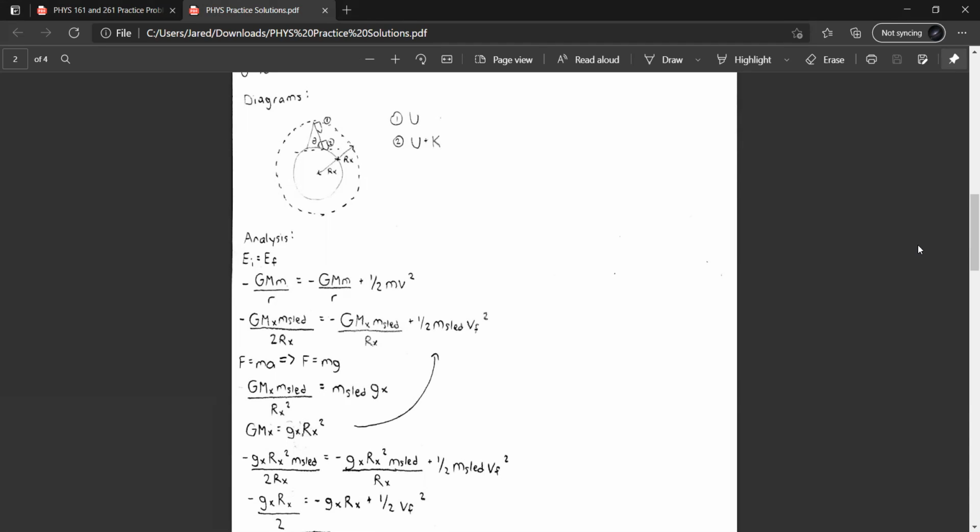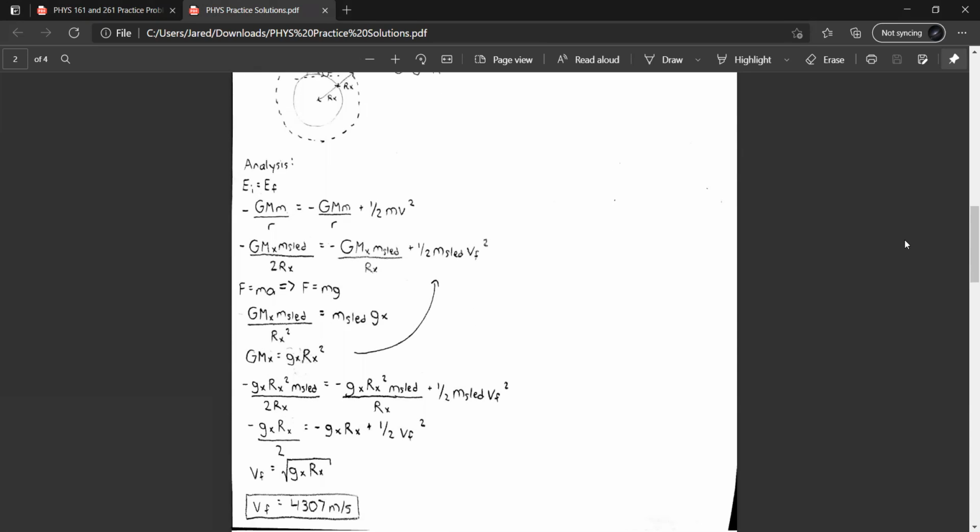Since we can ignore air resistance and friction, we can say that the initial energy is equal to the final energy. Using the gravitational energy equation, we get negative G times big M times little m over r is equal to negative G times big M times little m over r plus 1/2 mv squared. Then substituting for the necessary variables in this problem, we get this expression.